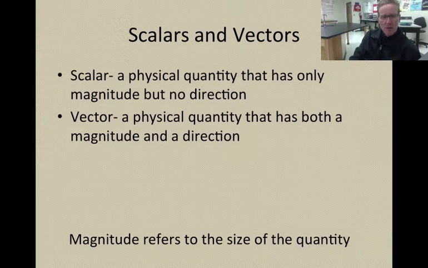So let's get started. A scalar would be a physical quantity that has only magnitude but no direction. Now a vector is a physical quantity that has both a magnitude and a direction. Now just to clear this up, magnitude refers to the size of the quantity. Like if I gave the displacement, so displacement is a vector quantity, I would say 35 meters, so that would be the magnitude part, and then the direction would be east or to the right or up.